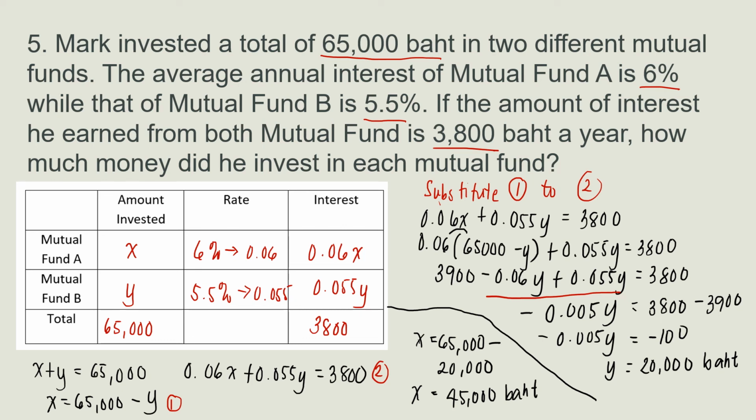Okay, for mutual fund A, I can't write a sentence anymore for the final answer. We don't have space anymore. So he invested 45,000 baht for mutual fund A and 20,000 baht for mutual fund B.